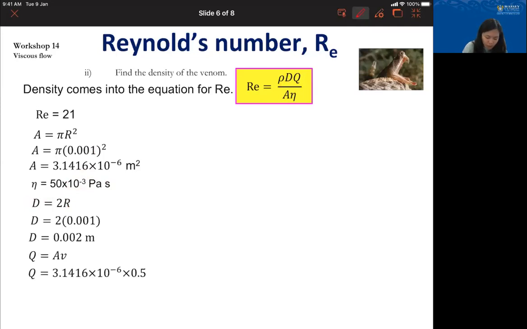Q, flow rate, which is the area times the speed. So you have there the cross-sectional area of the fang times the speed of fluid flow. So we essentially have everything we need except for what's being asked, which is the density.